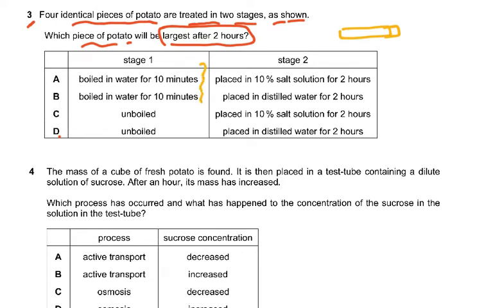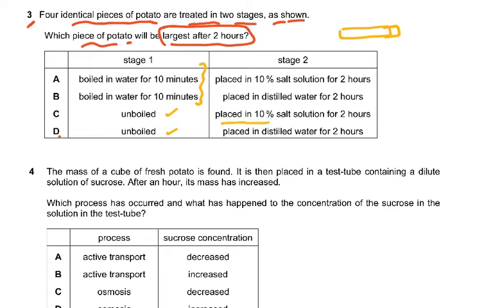Now why are they asking you this question? You see, if you boil a piece of potato, the cell membrane which contains proteins has now been denatured, so the proteins no longer are going to work. So the structure of the cell membrane is lost. But we have to think of the unboiled one, because that is going to allow osmosis to take place.